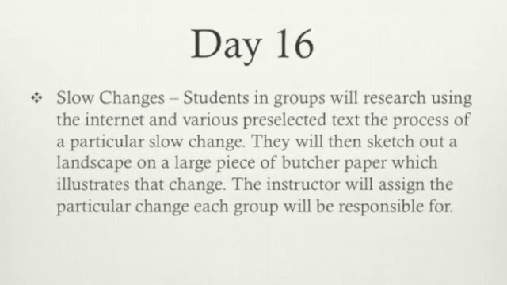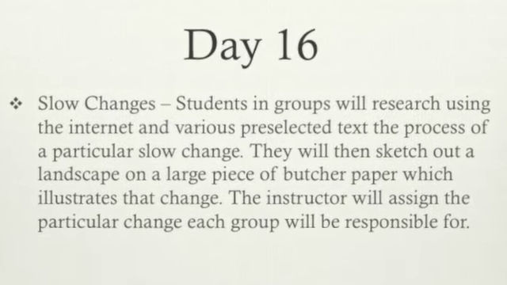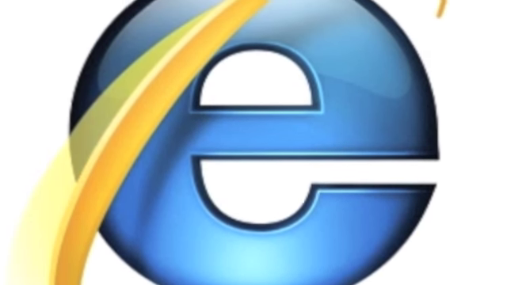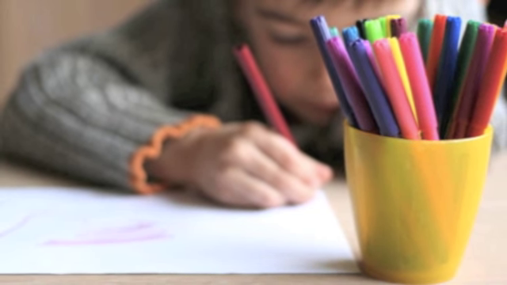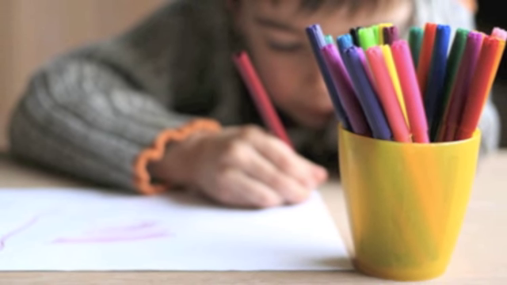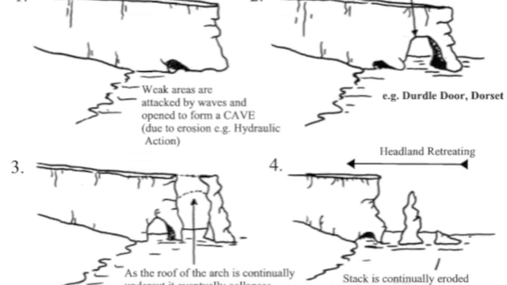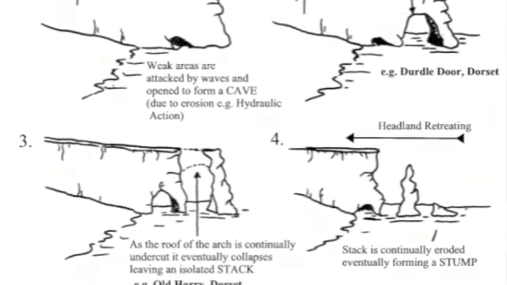An activity geared for both verbal and visual learners, students and groups will research using the internet and various pre-selected texts the processes of a particular slow change. They will then sketch out a landscape on a large piece of butcher paper which illustrates that change.